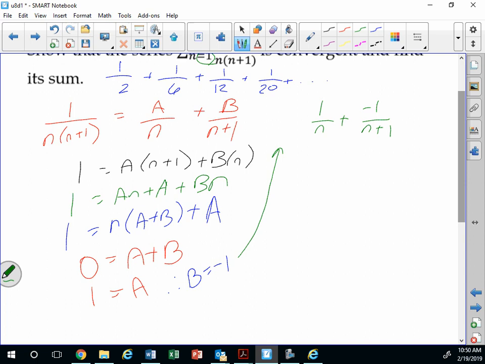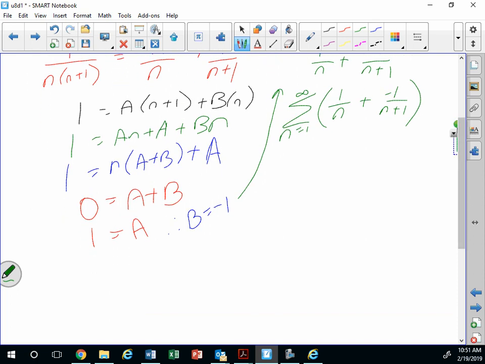Now this is the same thing: the summation of n going from 1 to infinity of 1 over n minus 1 over n plus 1. Everyone okay with that? I'm actually not going to split it up. I want to do some terms with this. Don't add them. Literally leave them as separate fractions.